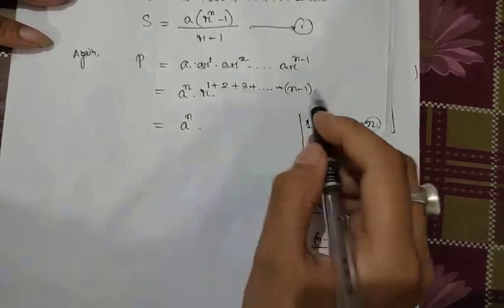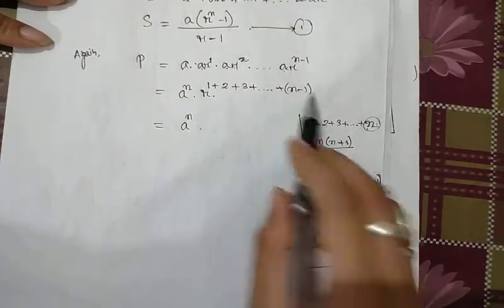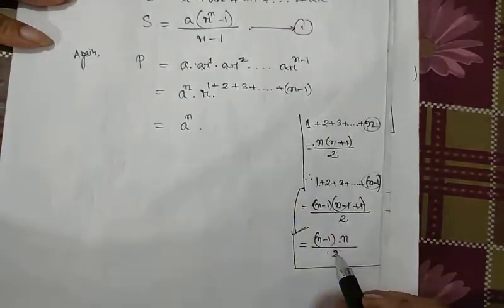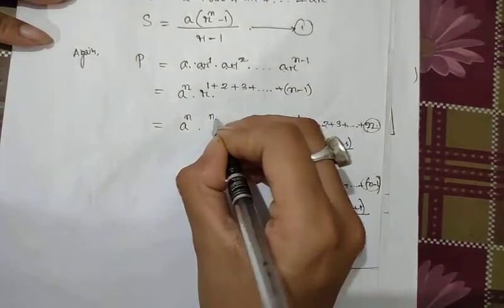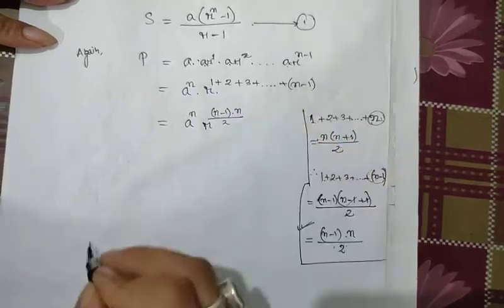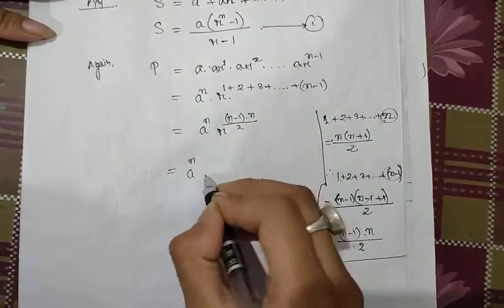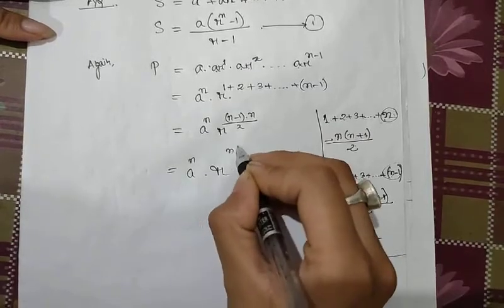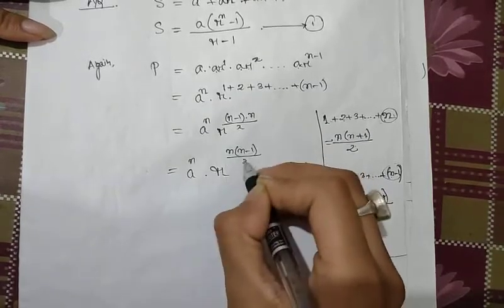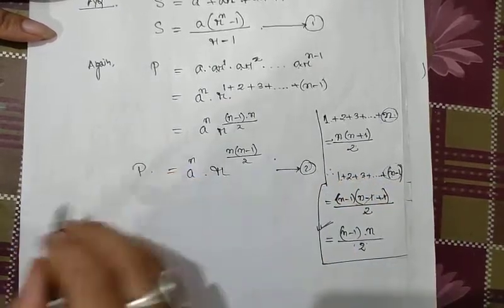So in place of this, using this formula, we put here n minus 1 into n by 2, so r to the power n into n minus 1 by 2. So P equals a to the power n r to the power n into n minus 1 by 2. Take it as equation number 2. So this is your P.